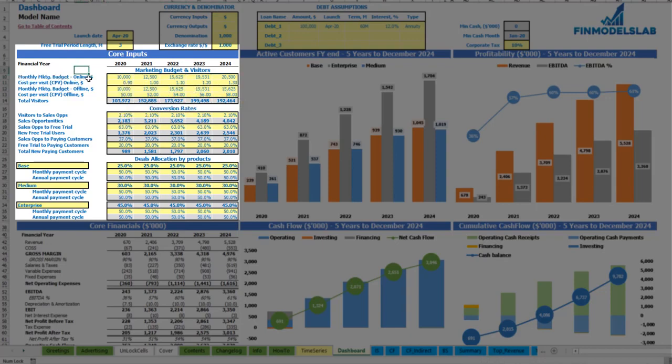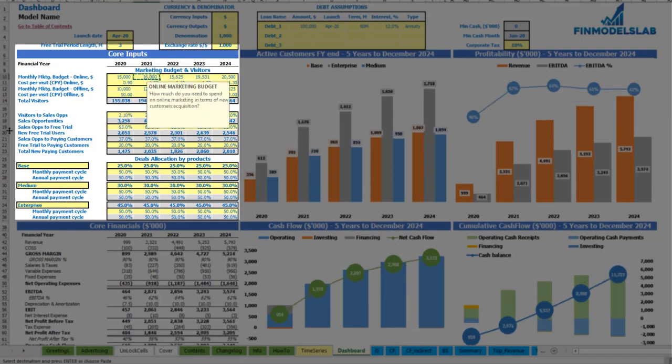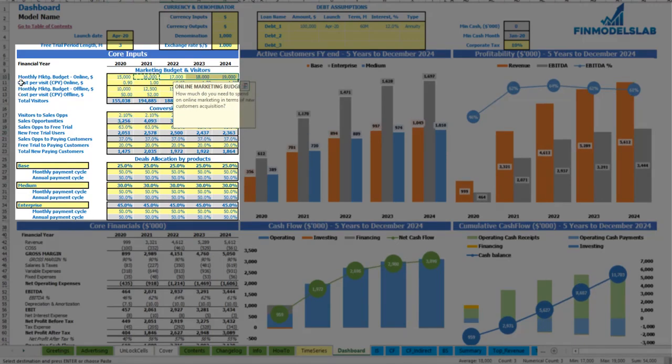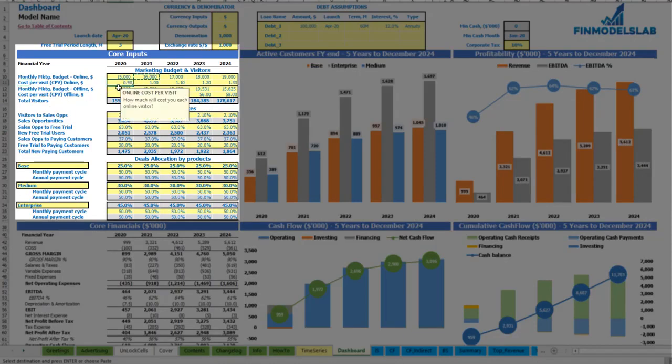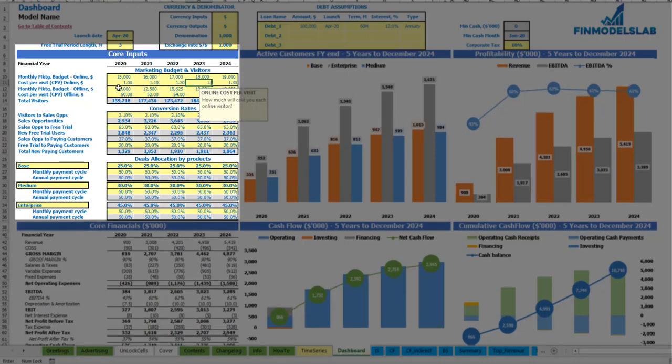Let's set up monthly marketing budget across the years. This is the average monthly spend on the budget for the marketing. Let's pretend this is 15,000 plus an additional $1,000 per month across the next years. The next step is to input cost per visit for this online stream. Let's say it's $1, 1.1, 1.2, 1.3, 1.4.